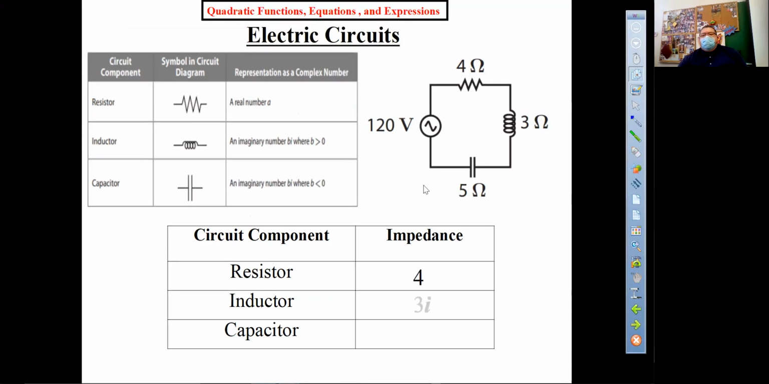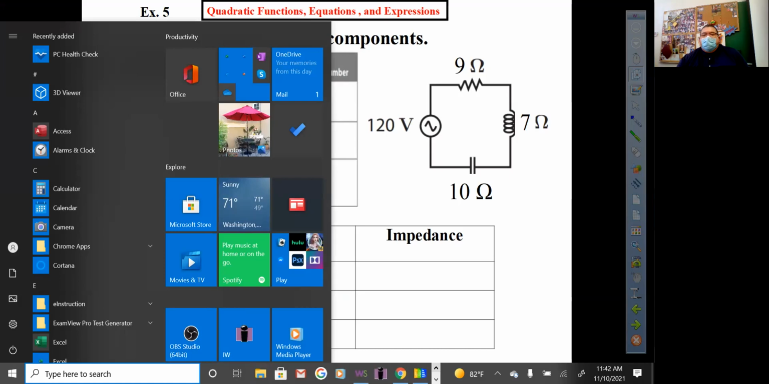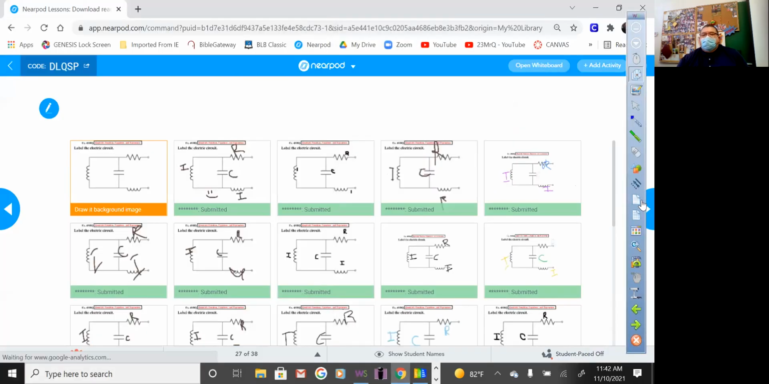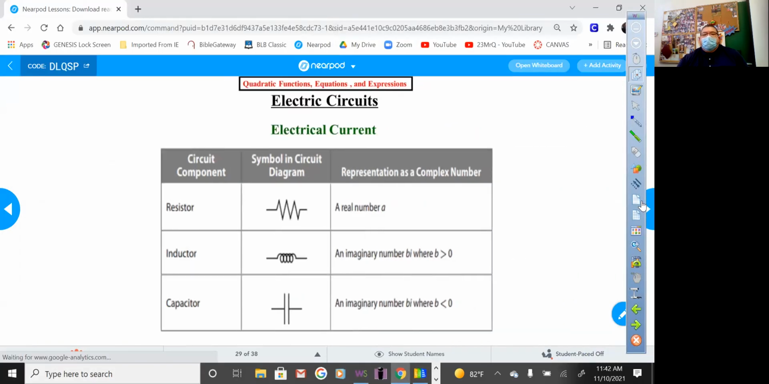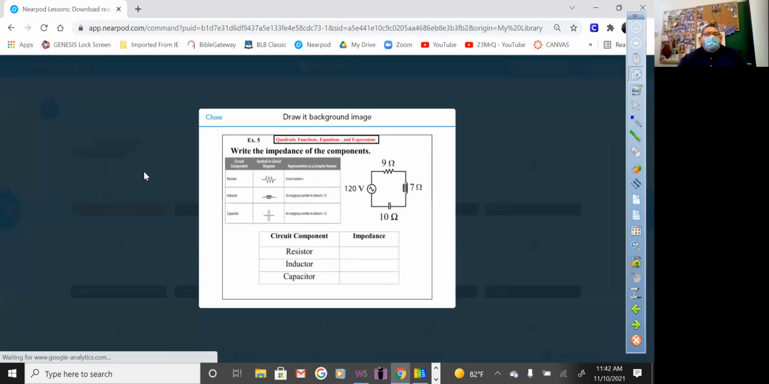So we got this. There it is. Look at this one. Don't copy it, just look at it. Center yourself to see where you're at. Lock your toolbar, and I want you to write on the table the impedance for that. Copy and go.